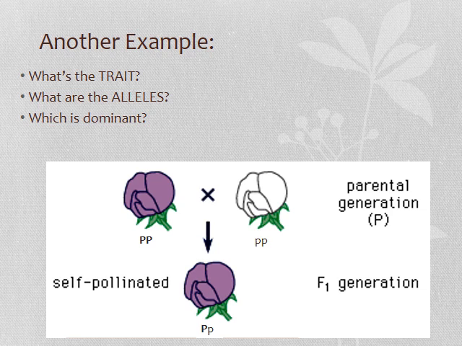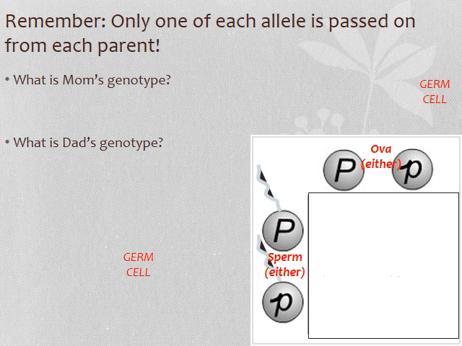Which one seems to be dominant? Well, if you look closely here, when we cross the two of them, the offspring was purple. So we can assume, considering that it's got the genotype big P, that purple is dominant, whereas white is recessive. Now remember, only one of each allele is passed on from each parent.